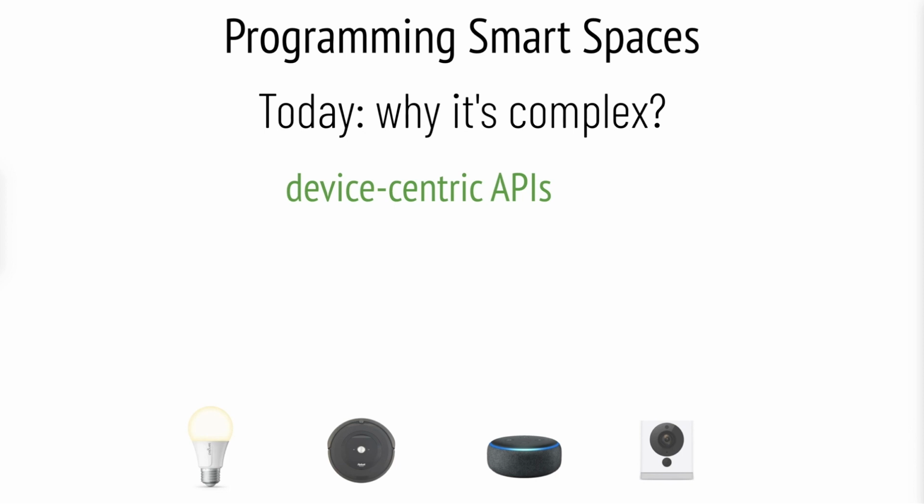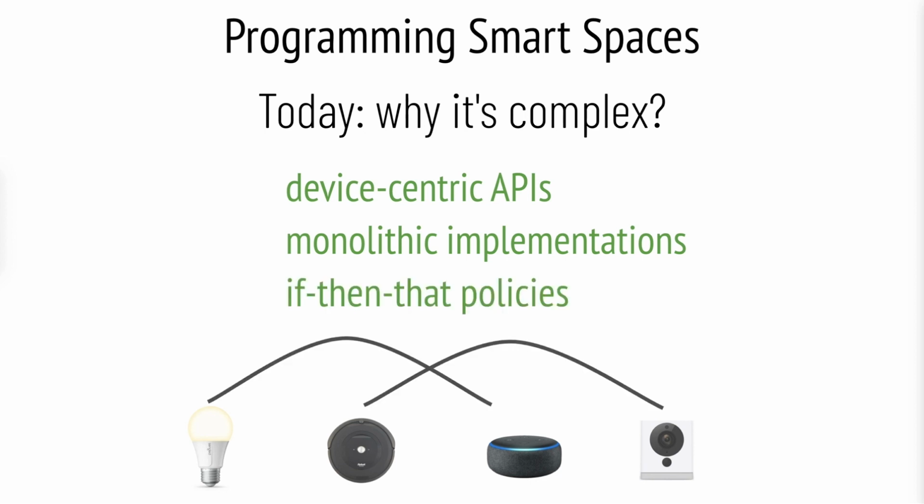We are writing monolithic apps over these low-level APIs, and then we are configuring policies as flat files of these if-then-that rules. These policies can be complex to manage, to reuse, and to reason about as the number of devices and use cases increase. So how should we address this complexity?